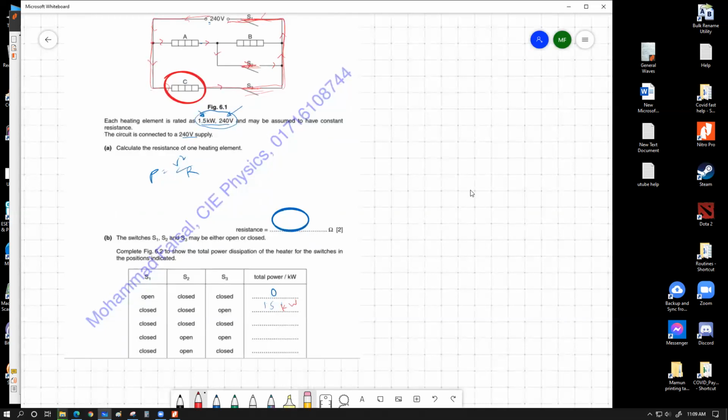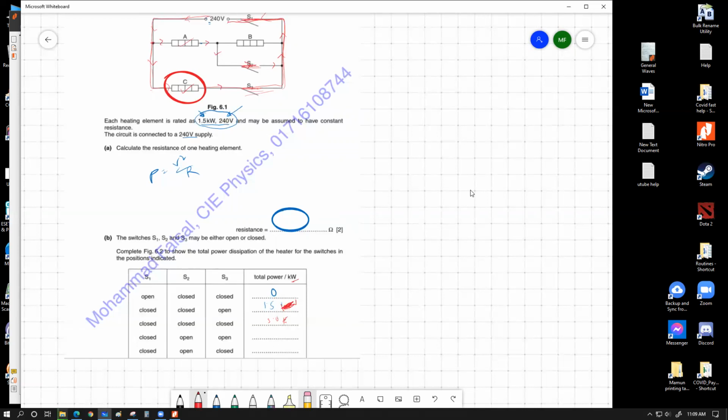This was 1.5 kilowatt. And for the third row, we had all three switches S1, S2, S3 closed. Only this one and this one will be in effect. Both of them will be getting the full 240 volts because they're directly connected in parallel to the supply. So 1.5 plus 1.5 gives you 3.0 kilowatt. You don't have to write the units over here, forget about the units because the unit is already given.